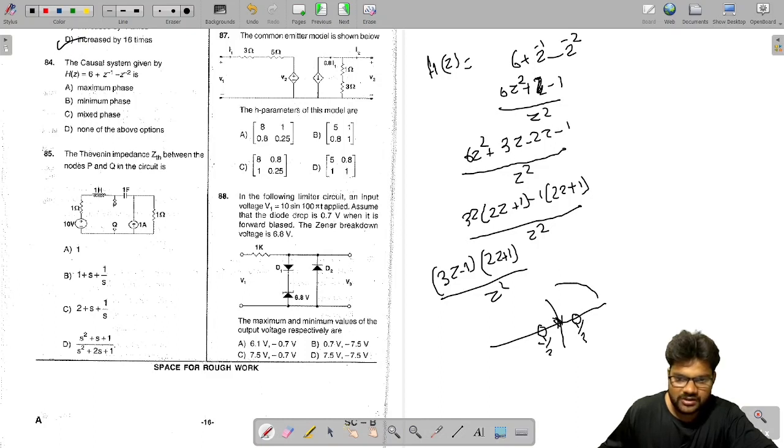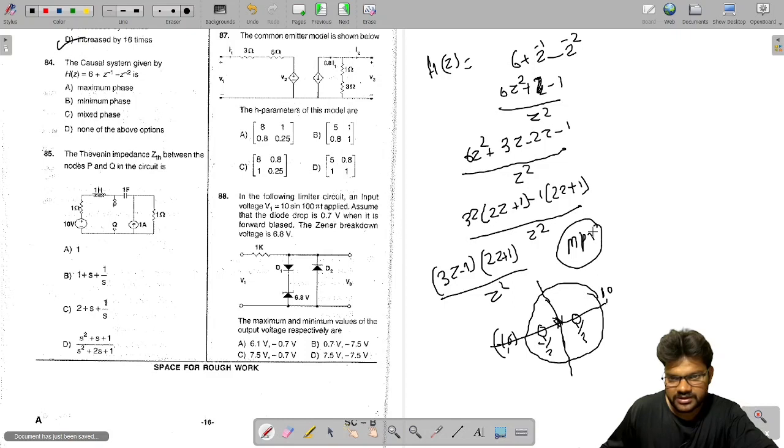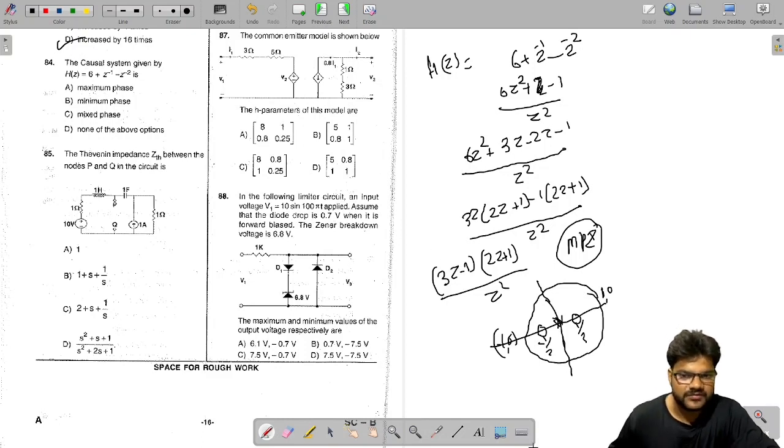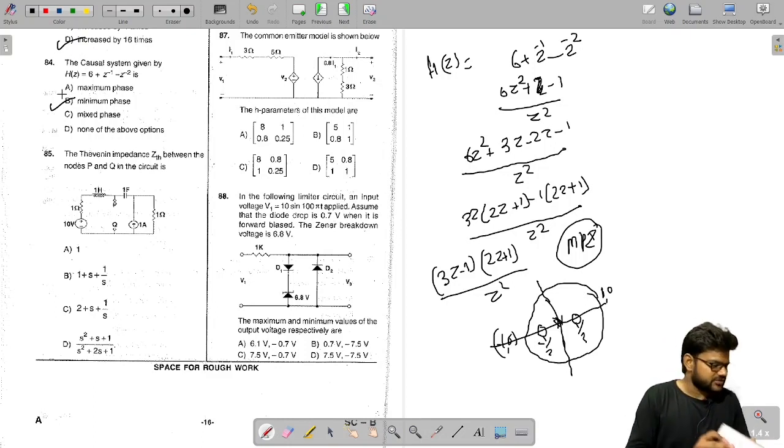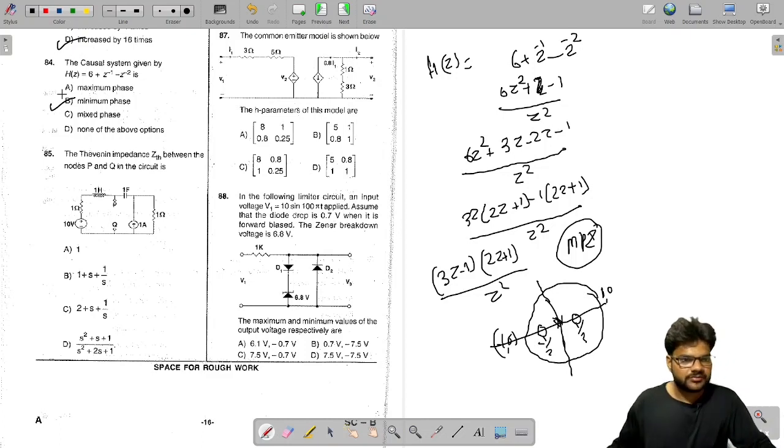If you observe, all the zeros and poles are inside the unit circle. This is 1 comma 0, this is minus 1 comma 0. If all the poles and zeros are inside the unit circle, then the system is a minimum phase system. This is for the z domain, for the z plane. If it was the s plane, all the poles and zeros would have to be in the left half of the s plane. Since all the poles and zeros are inside the unit circle, it has to be a minimum phase system. So B option is correct: the system is a minimum phase system. Okay, let us go to the next question, number 85.